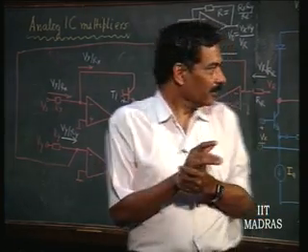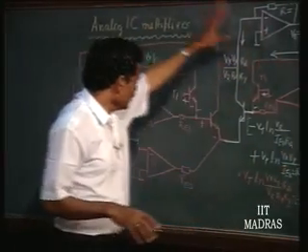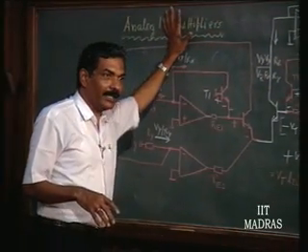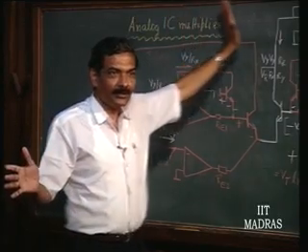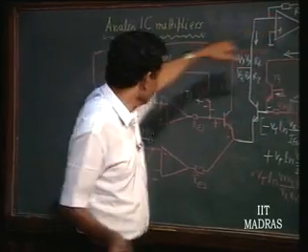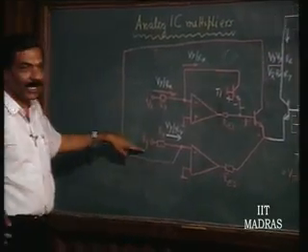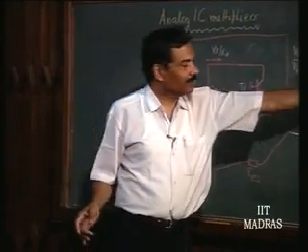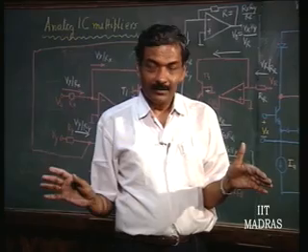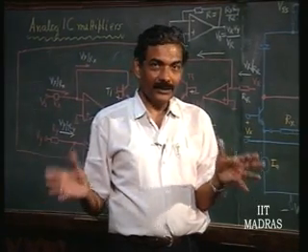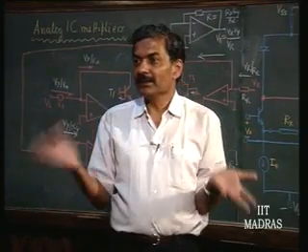But it can be used straight away for multiplication as also division, because if I make this V_x and this V_r and the other one V_y, it will straight away do division. So this is what is called a multiplier cum divider arrangement.